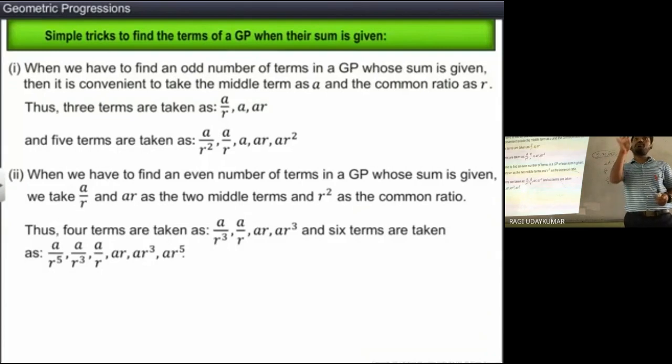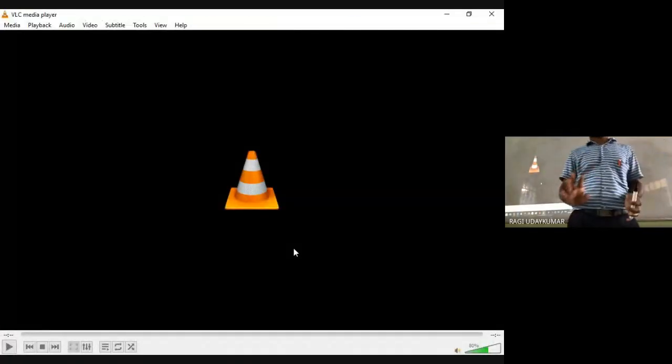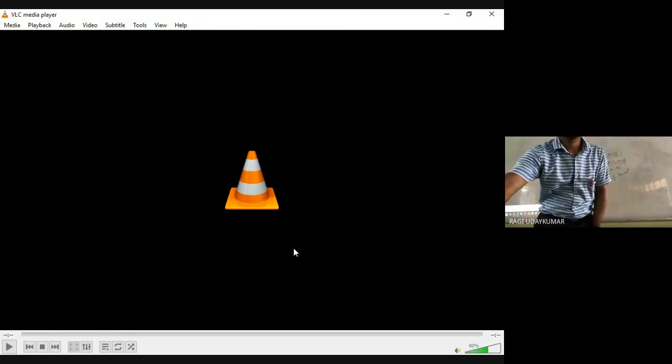So in that case, you take those four terms as A by R cube, A by R, AR, AR cube. Then the common ratio of that geometric progression is R square. From this you are going to get the A value. Apart from the product, one more piece of information will also be given to you. So if 6 terms are given to you, take A by R power 5, A by R cube, like that. Okay, understood?